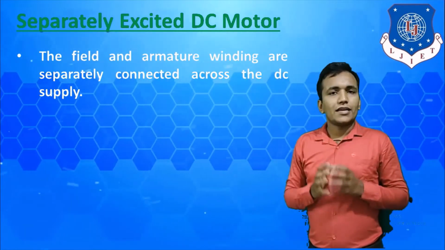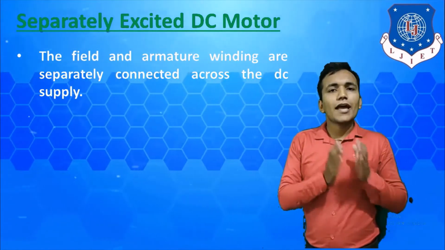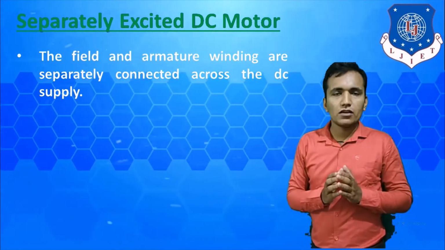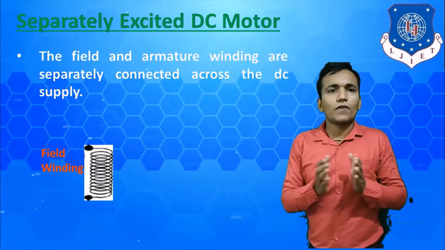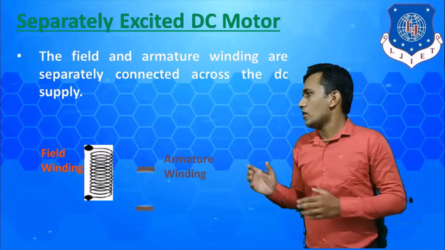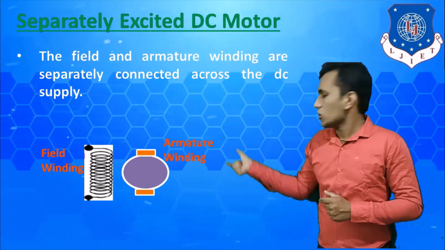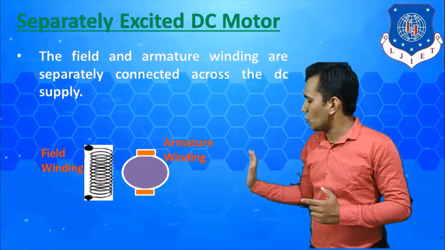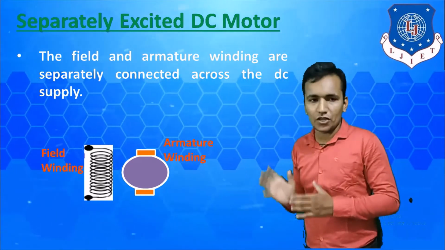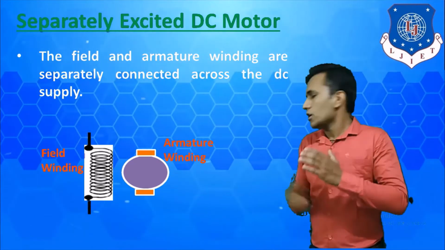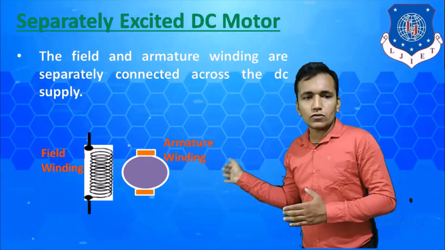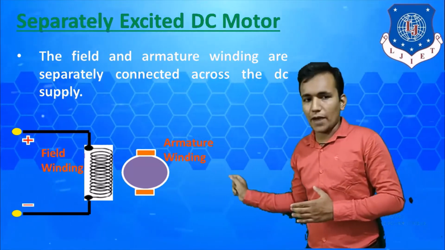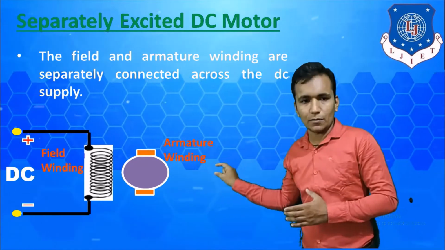In the separately excited DC motor, the field and armature windings are separately connected across the DC supply. That means the field and armature windings have no physical connection. In this figure you can see the field winding and armature winding are both connected, and there is no physical connection between them. The field winding is connected across the DC supply, with a plus and minus terminal.